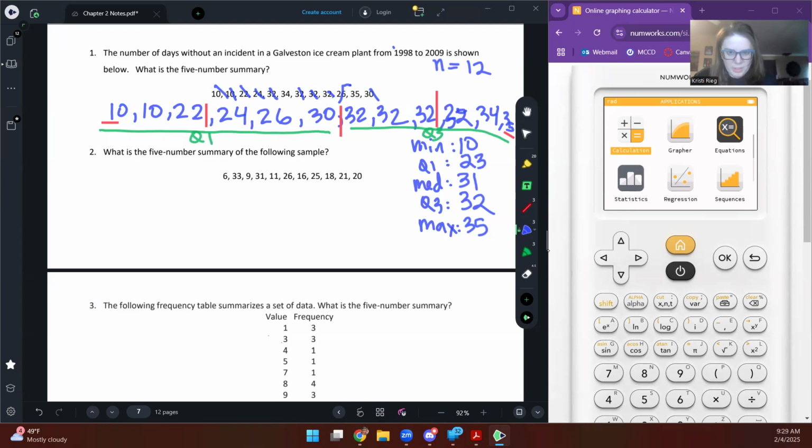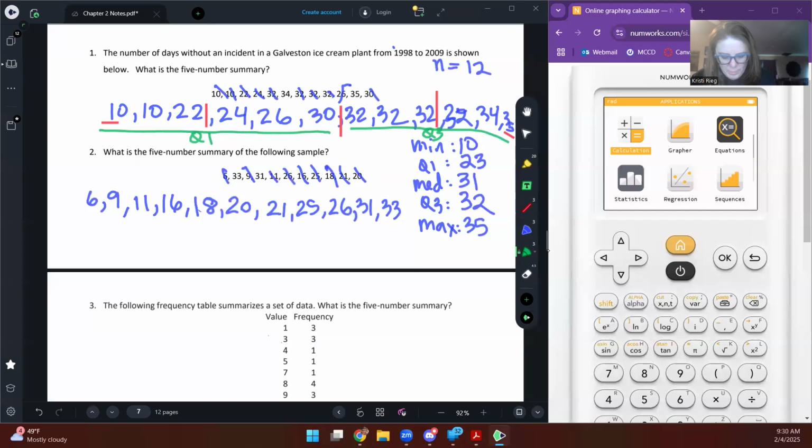So we have, I'm going to write a little smaller so they fit better. We have 6, 9, 11. Oh no, I skipped 9. 6, 9, 11. 16, 18, 20. Keep skipping. That's why I cross them off as I go, so I make sure I don't skip any. 21, 25, 26, 31, 33.